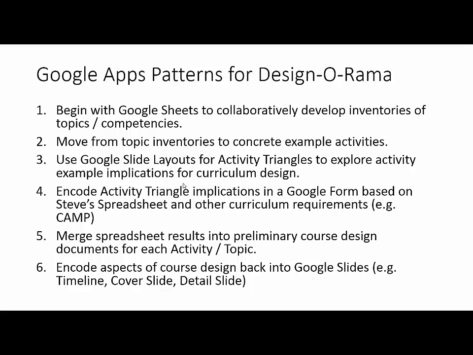I then created a Google form based on Steve's spreadsheet and adding other requirements, like you putting in camp, which we then used to take the information from the activity triangles, put them into a form, and then merge that into a document, which would be a preliminary course design document for each of the courses, job aids or other things that are involved in our curriculum.